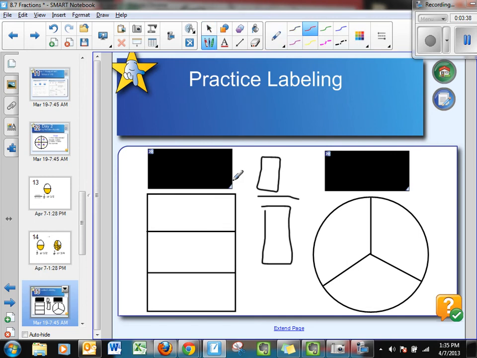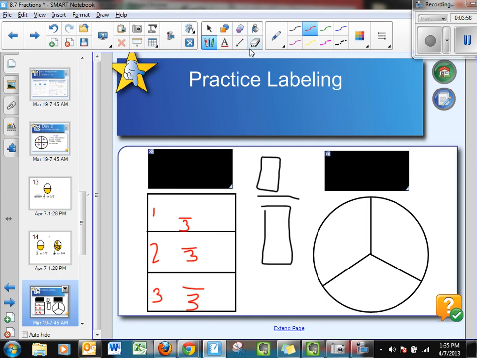So if I was thinking about what my bottom number would be, I have to think how many pieces are there. Well, I have 1, 2, and then I have 3 pieces. So my bottom number on all of these is going to be 3 because we have 3 pieces possible. So now the one problem is to figure out what that top number is going to be.